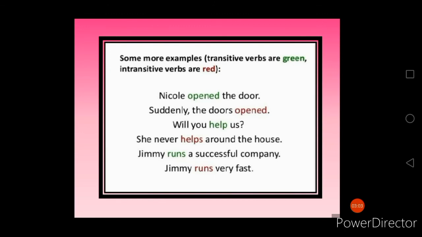So I hope you understand very clearly, students. Some verbs can be used both as transitive and intransitive verbs depending on the sentence. Okay, students, are you all clear in this? I hope you have understood very clearly up to this what I taught.